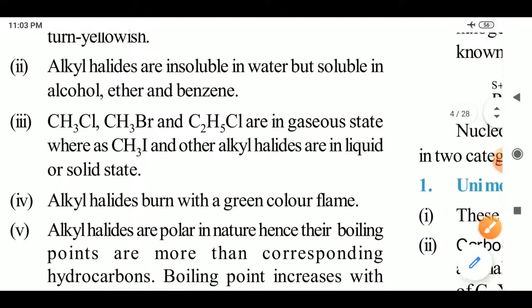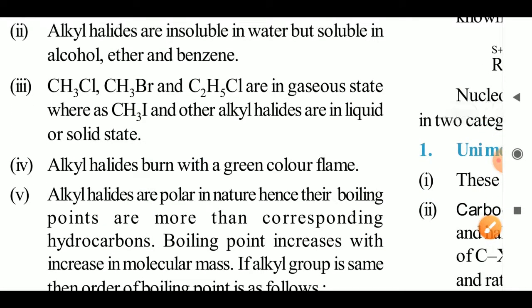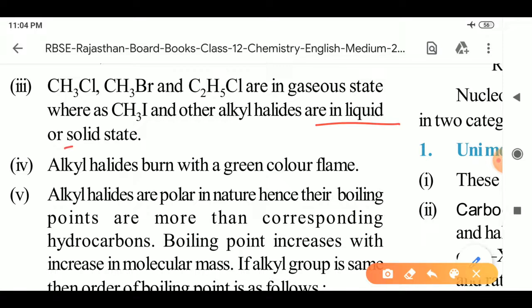Third physical property: CH3Cl, CH3Br and C2H5Cl are in the gaseous state, whereas CH3I and other alkyl halides are in liquid or solid form. Next, alkyl halides burn with a green yellow flame. That means they show a flame test, which you confirmed in your chemistry lab.